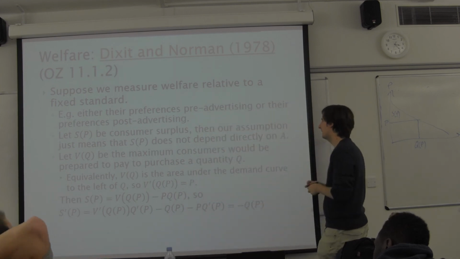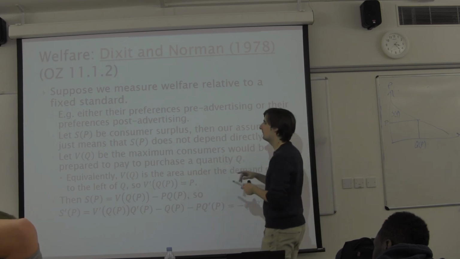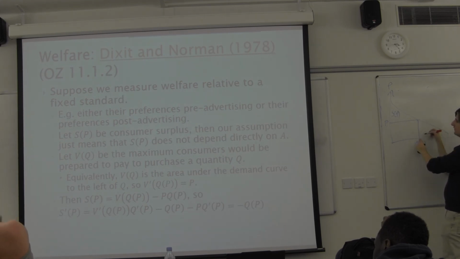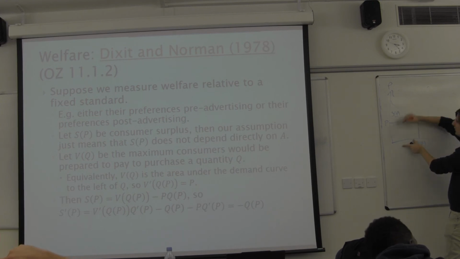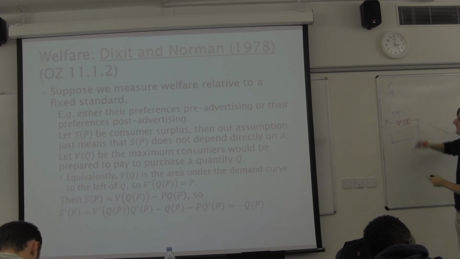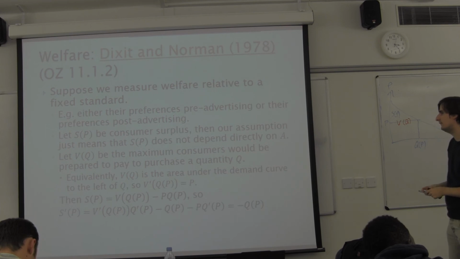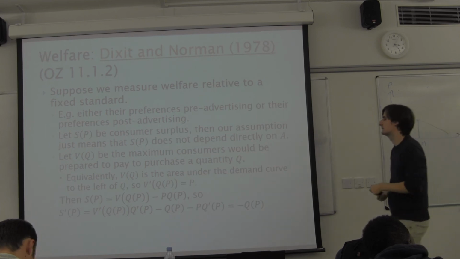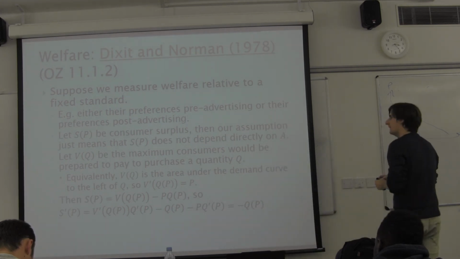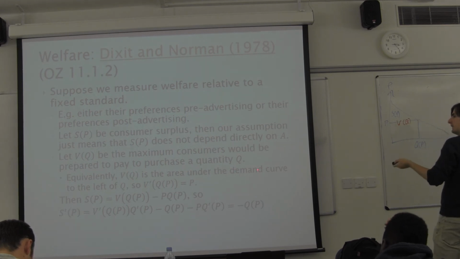So S of P is easy. V of Q is the maximum amount consumers would be prepared to pay to purchase the quantity Q. Take this Q here. How much are consumers prepared to pay to buy this quantity? Well, all of this area. So V of Q is this triangle plus this square, that one plus that. I say there that V of Q is the area under the demand curve to the left of Q.